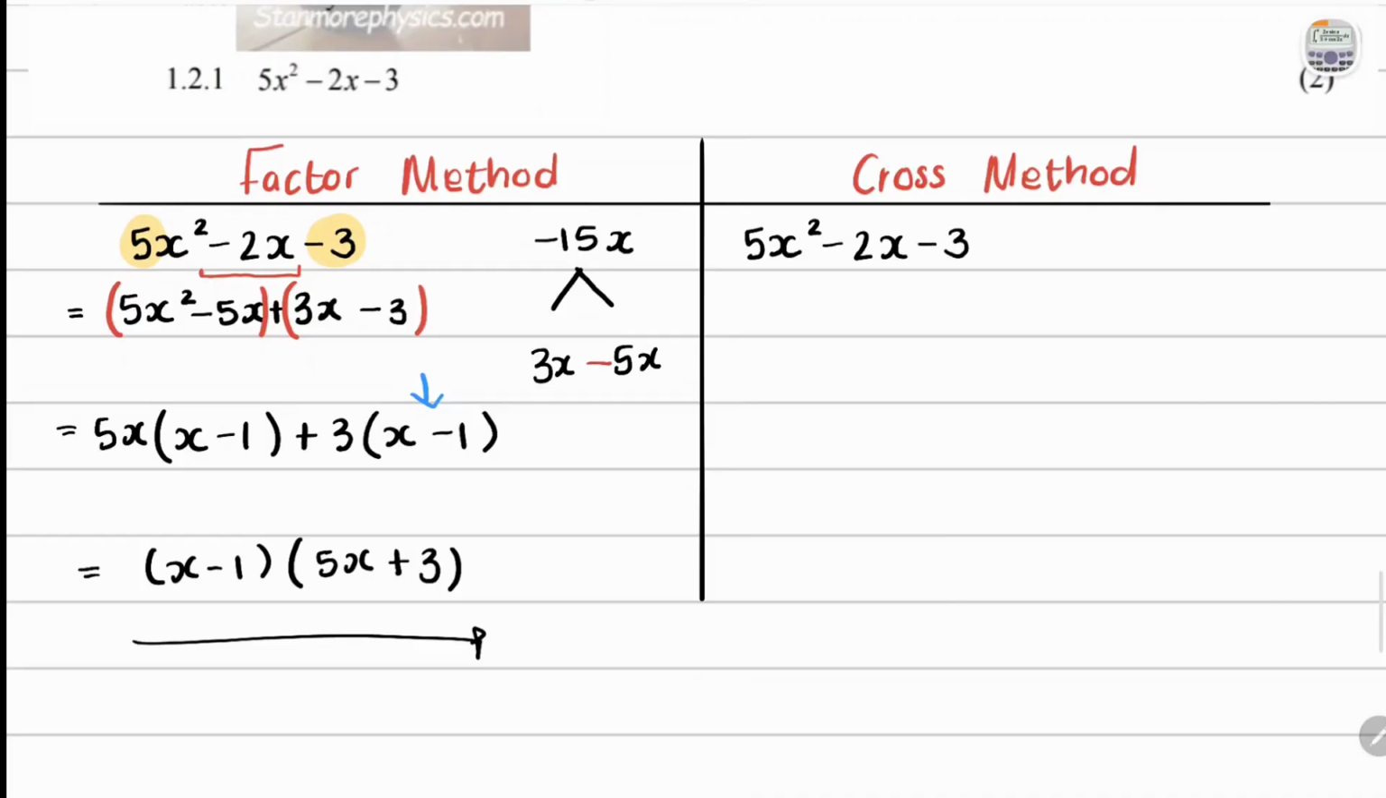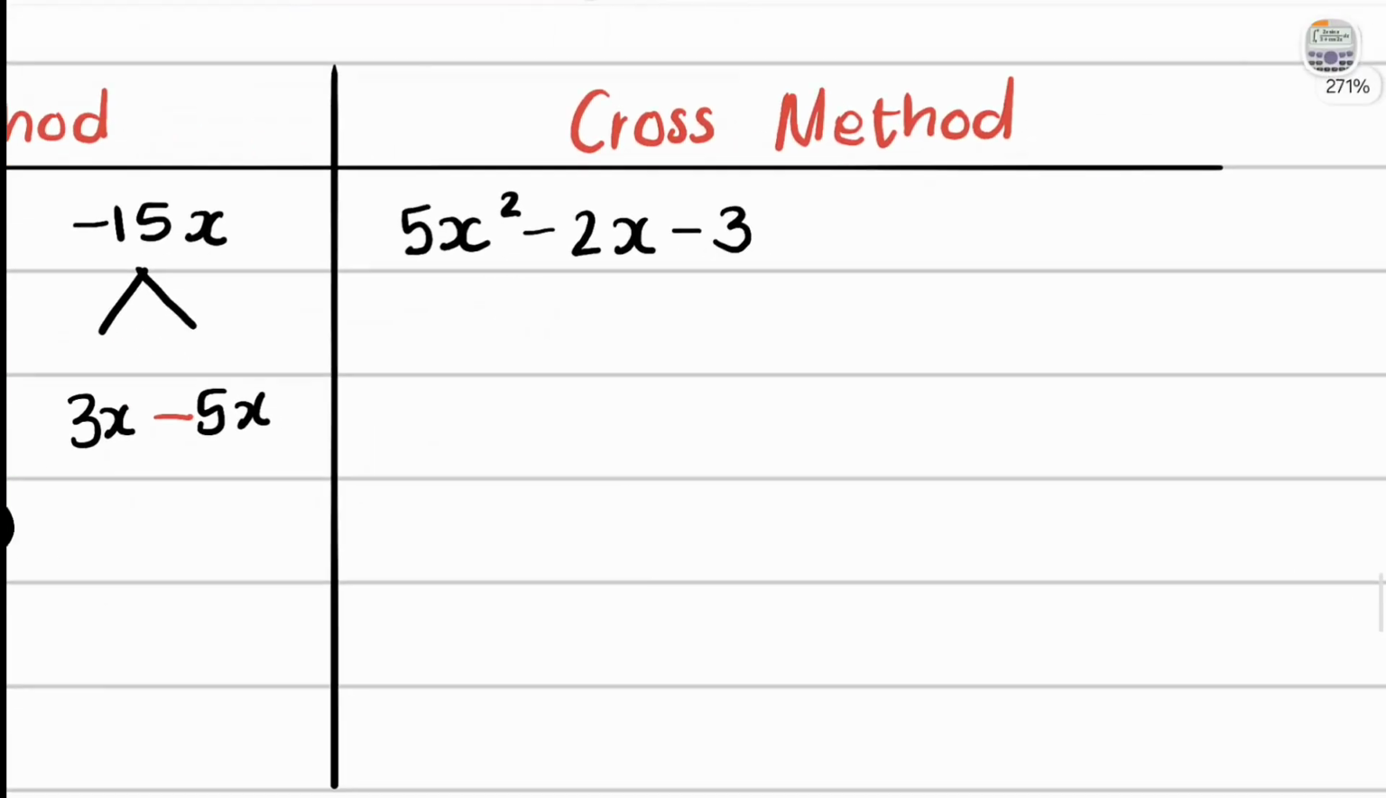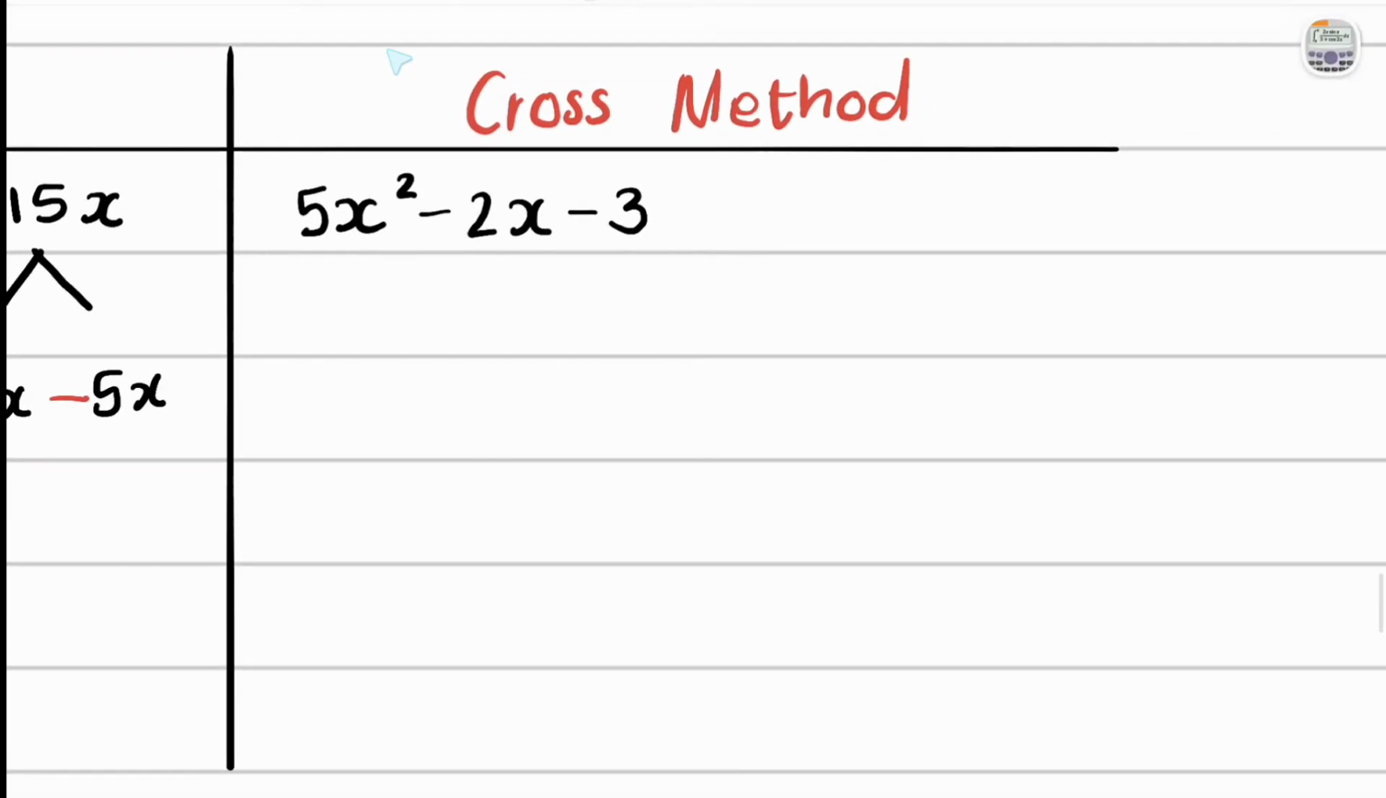And then we come to the cross method. This is how the cross method works. With the cross method, again, we're looking at factors. We're going to look at now just the factors of the first term, 5x squared. What times what gives you 5x squared? Well, 5 is a prime number, so this one is simple. It's 5x times x. And then what times what gives you 3? 3 is also a prime number, so it's 3 times 1.